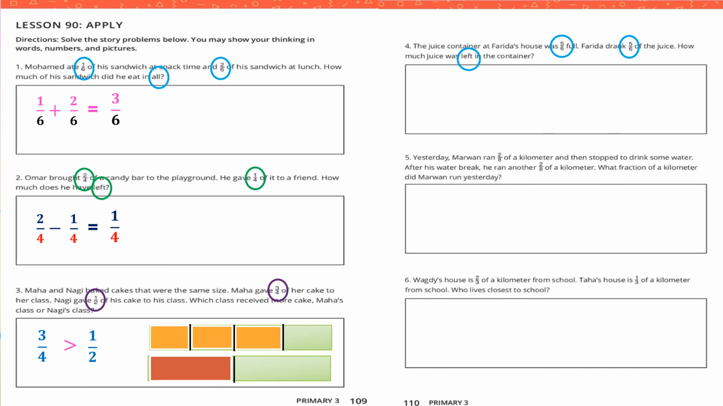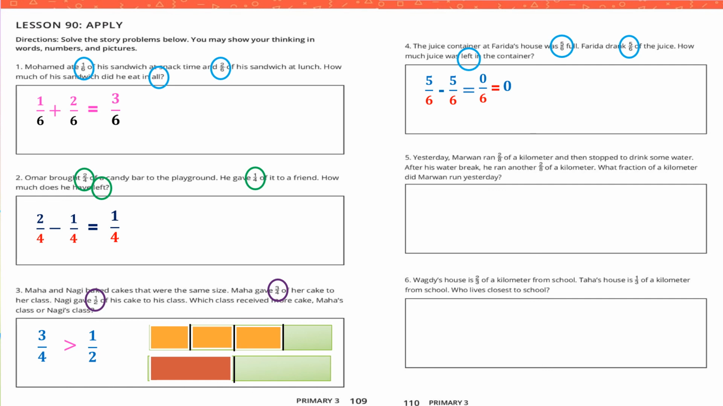Don't forget, put the greatest fraction first. Here I have 5 over 6 and 5 over 6, which is the same. So 5 over 6 minus 5 over 6. Remember, put the denominator as it is, and 5 minus 5 up equals 0. 0 over 6 equals 0. So the final result will be 0.